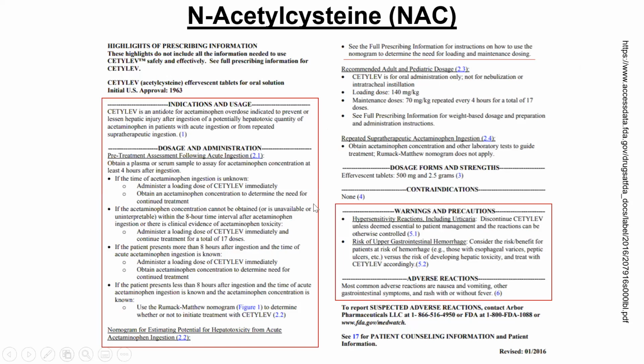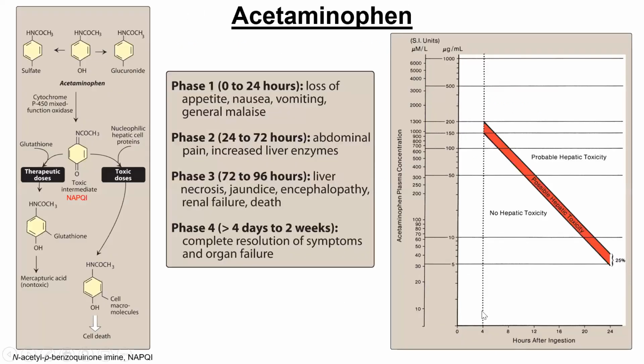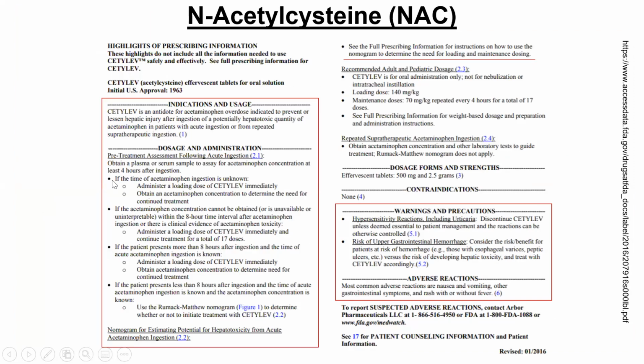And if you look at that, that's where it talks about the dose and administration. Obtain a plasma or serum sample to assay for acetaminophen concentration at least 4 hours after ingestion. Because if you look at the nomogram, you can see that here is the 4-hour window. So that's where this 4-hour time period comes from, at least 4 hours after ingestion. If the time of acetaminophen ingestion is unknown, then you administer a loading dose of this drug immediately and obtain the acetaminophen concentration to determine the need for continued treatment.